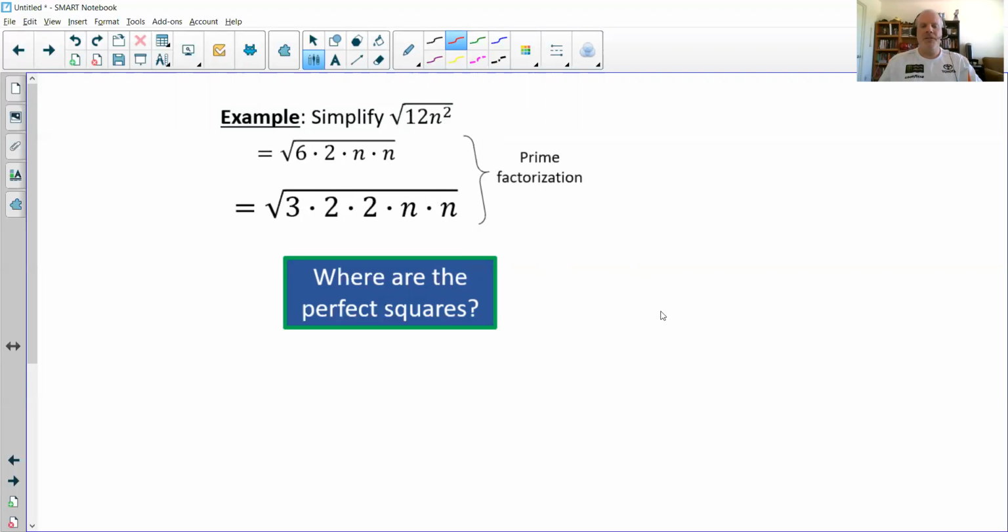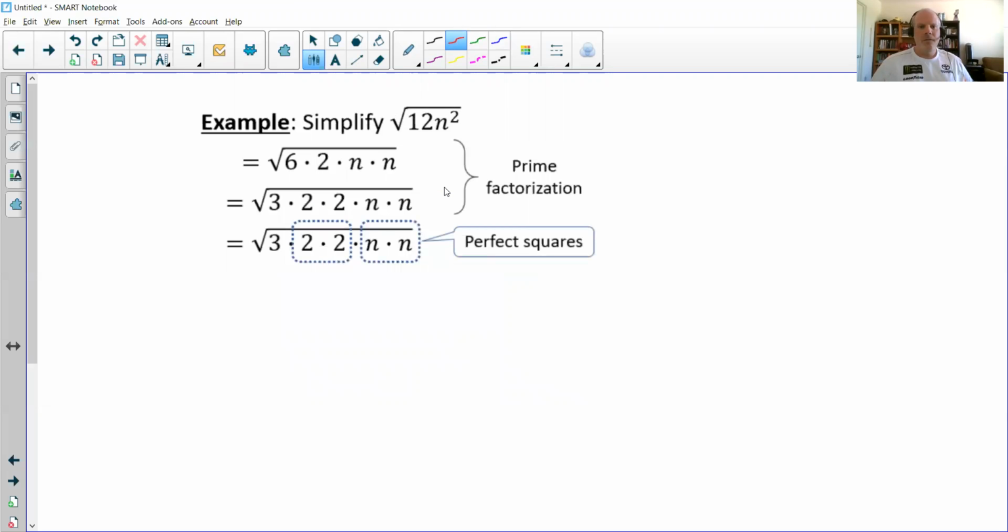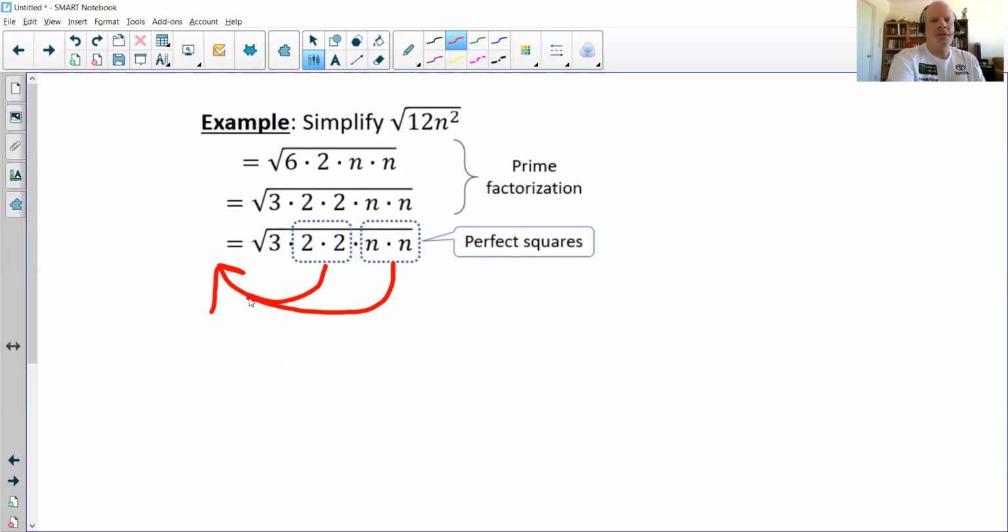Now we're looking for perfect squares. Now we have 2 perfect squares because I see 2 times 2 and n times n. Those are both perfect squares. So we can take a square root of both of them. So what happens is when I take the square root of 2 times 2, we're going to bring it outside of the radical. Same thing for the n squared. When I square root it, it will come out of the radical.